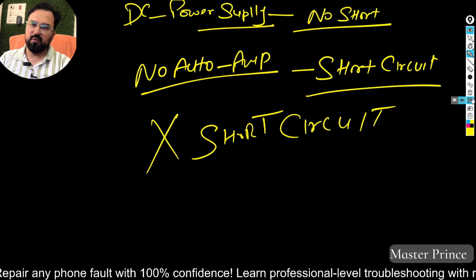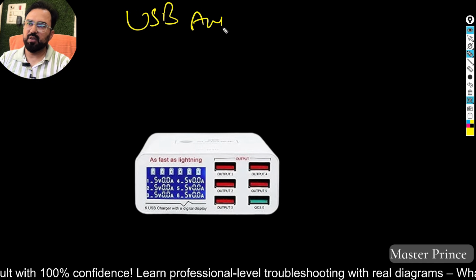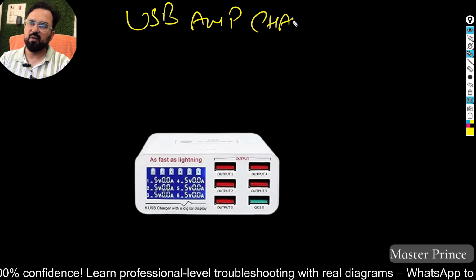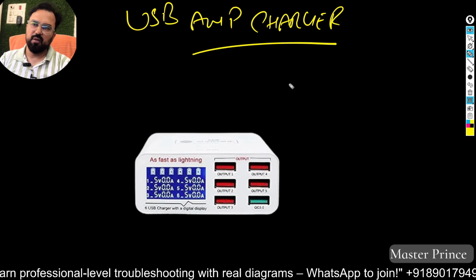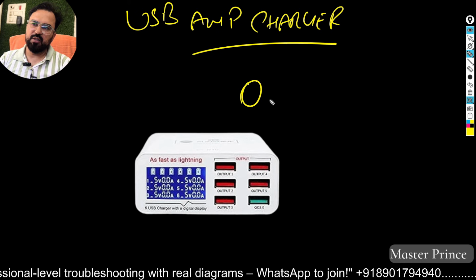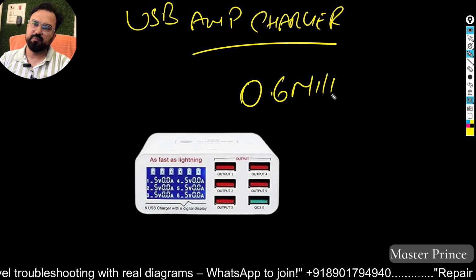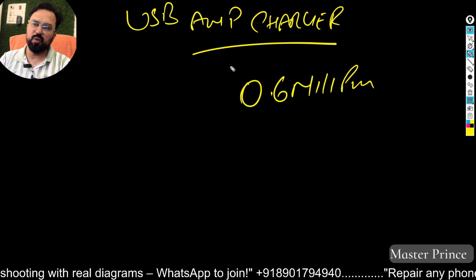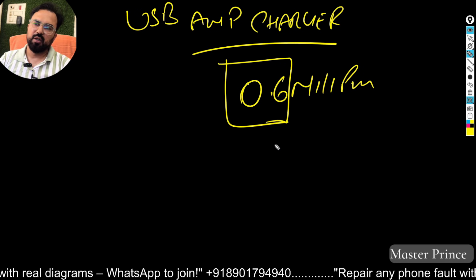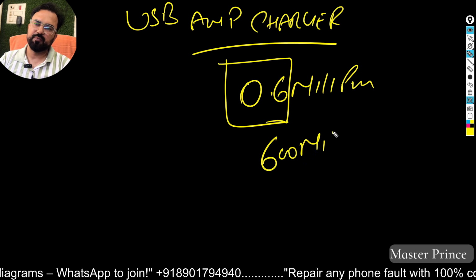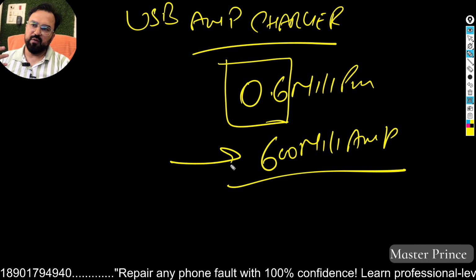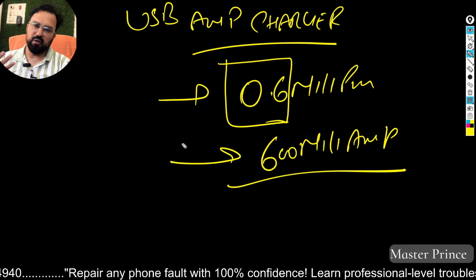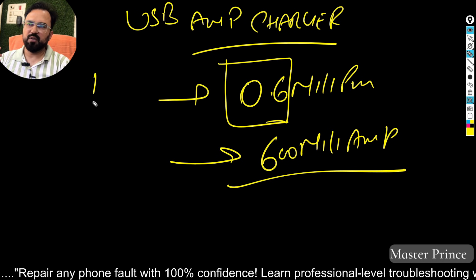Now next, when you connect the USB ampere charger, the multi-charger we call, where you can see the ampere. When you connect the charger, it's taking 0.6 milliamp, not 6 milliamp. It will be shown in two digits. Actually it's 600 milliamp. So when you connect the charger, this reading will be in front of you. This is our first step.